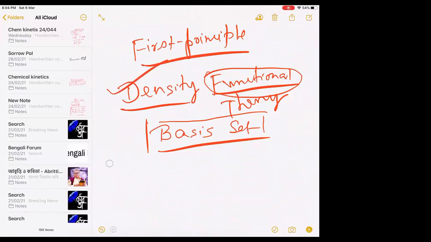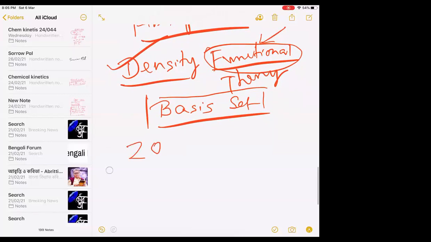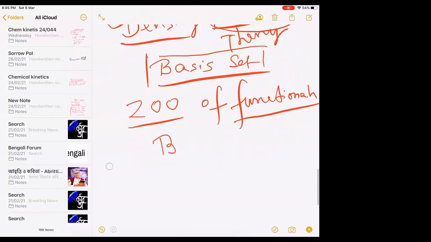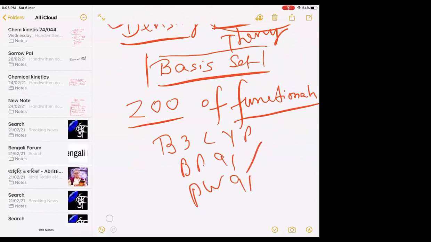So I will first start with the density functional theory, very primitive without much mathematics, and then come to the grassroots problem, what functional we use. And you will see that there is a zoo of functionals. I hope you understand what I mean. There is a zoo of functionals. Like, if you go to a zoo, you see so many animals, right? So you will see so many functionals. And you must have already seen those you use, B3LYP, BP86, PW91, whatever. As I'm talking, new functionals have been developed.